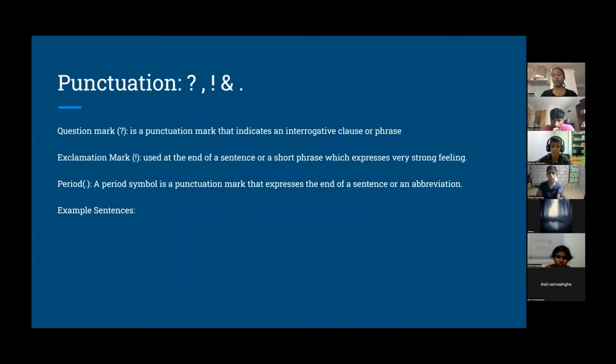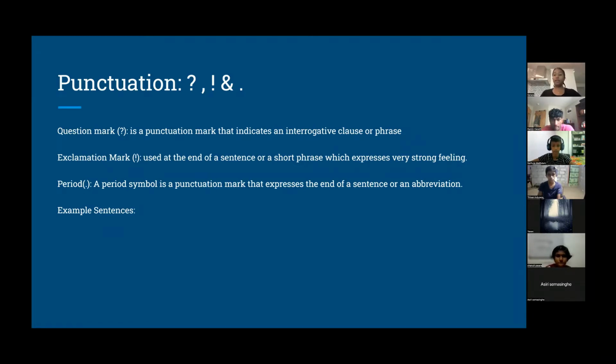So we'll go over the basics first. The question mark is a punctuation mark that indicates an interrogative clause or phrase. An interrogative clause could be when you're asking a question, asking for clarification, or just expressing confusion. An example would be, what is the weather like today?